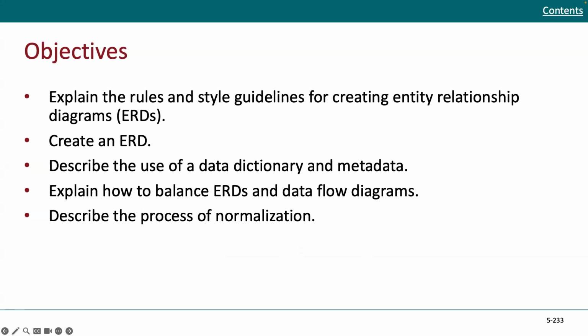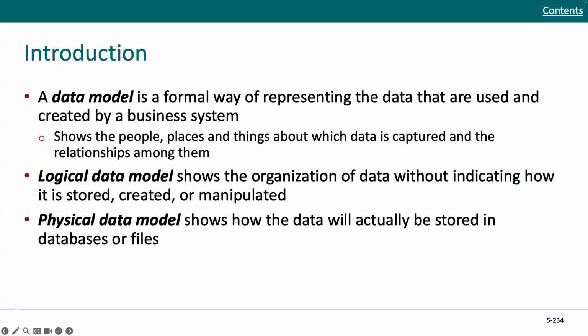A data model describes the data that flows through the business processes in an organization. During the analysis phase, which is what we're going over now, the data model presents the logical organization of data without indicating how the data are stored, created, or manipulated, so that analysis can focus on the business without being distracted by technical details. Later, during the design phase, the data model is changed to reflect exactly how the data will be stored in databases and files. But in this chapter, we will describe only entity relationship diagrams, one of the most common data modeling techniques used in industry.